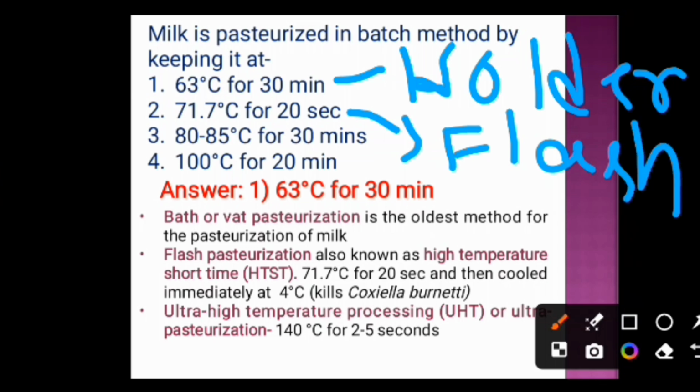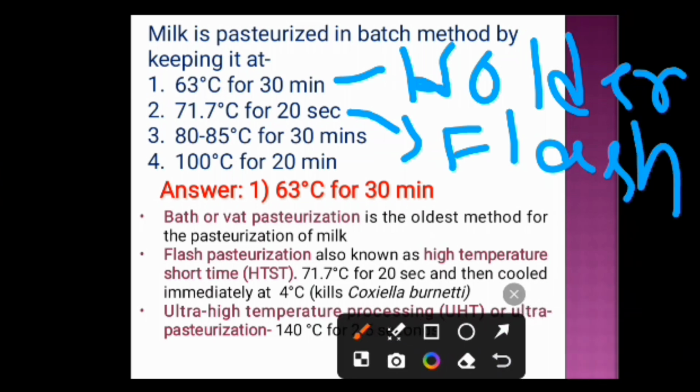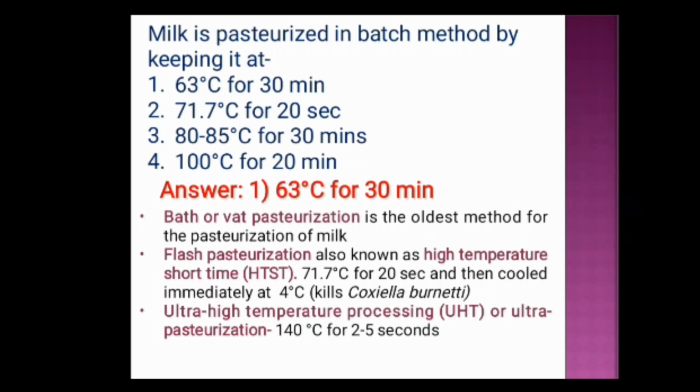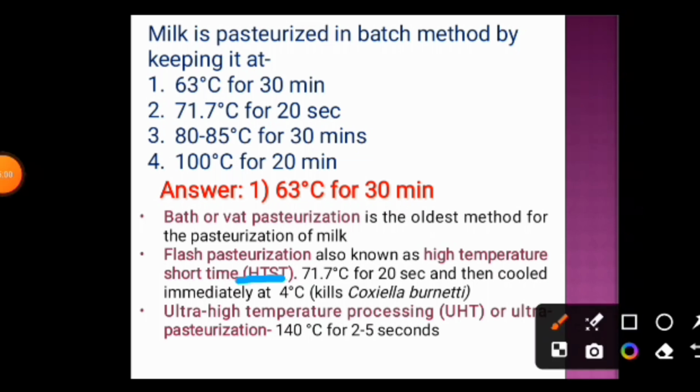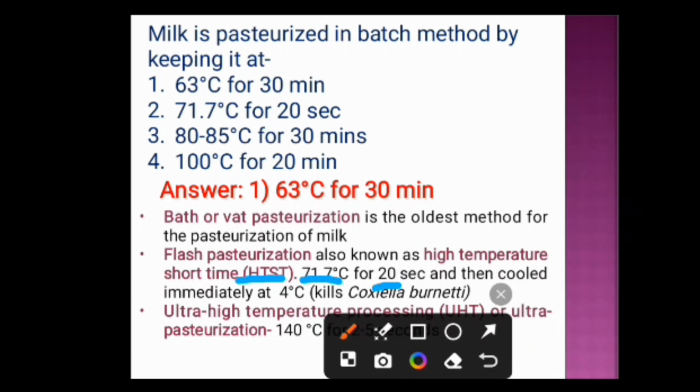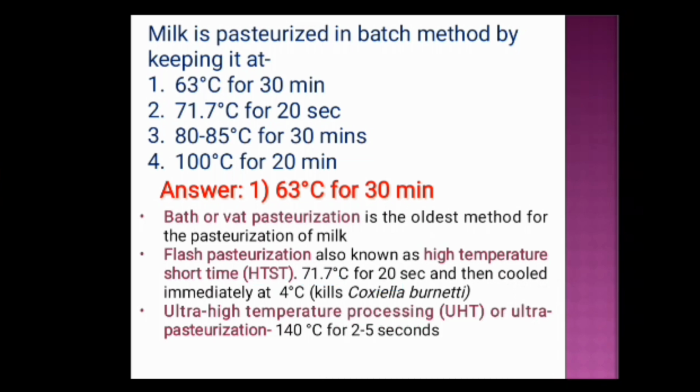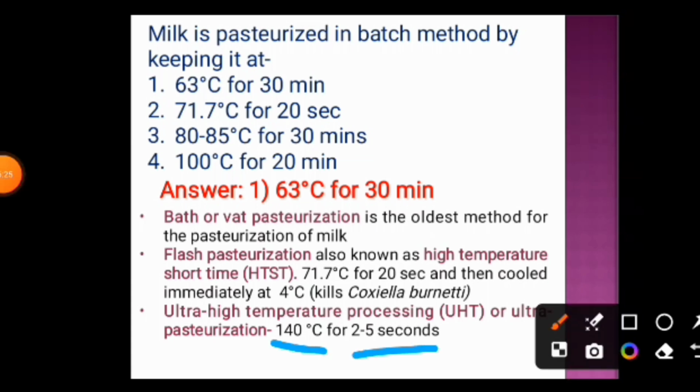pasteurization. This flash method of pasteurization is also known as high temperature short time. High temperature short time means 20 seconds at 71.7 degrees centigrade, HTST, and then cooled immediately at 4 degrees centigrade. This flash method of pasteurization kills the Coxiella burnetii. Another is ultra high temperature processing, UHT or ultra pasteurization, where the temperature is 140 degrees centigrade for 2 to 5 seconds.